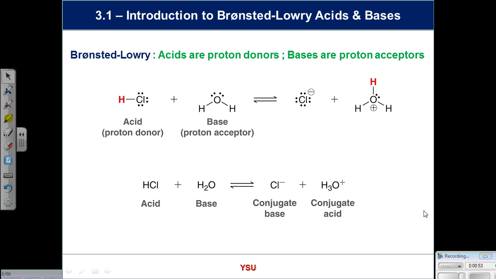We define very quickly the idea of the acid and the base. Very simply, one is a proton donor, one is a proton acceptor, but as we work our way through the class, not all acids have protons. They don't have to have a proton to be an acid. They have to be an electron acceptor. That will come a little bit later.